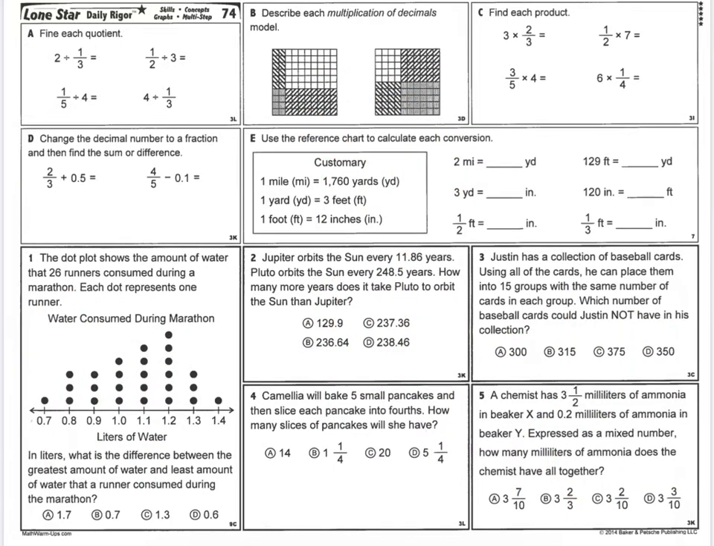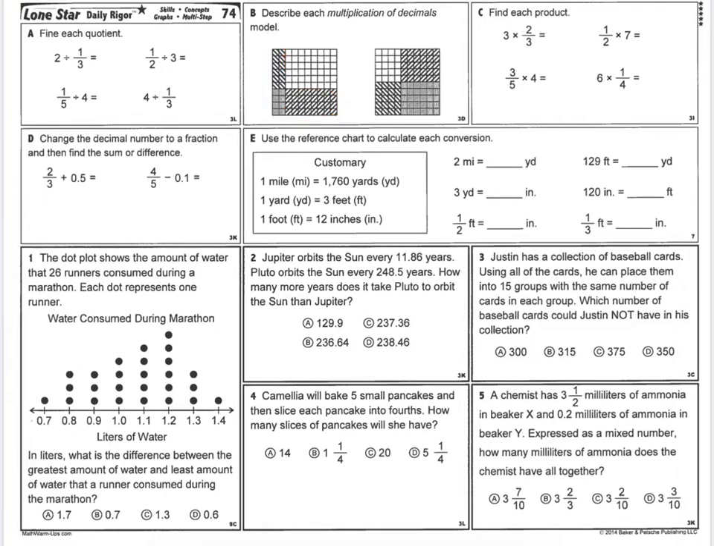B, describe each multiplication of decimals. Okay, so you're going to look at your vertical, you're going to look at your horizontal, and you're going to tell me how many are shaded in the vertical, how many tens, how many are shaded in the horizontal, and then what's shaded down here where they meet is going to be your answer. So you're writing me 2 decimals. So if you were doing 5/10 times 3/10, you'd have 0.5 times 0.3, and where they met would be 15/100. Okay?